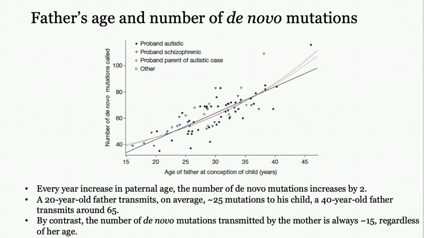By contrast, if you look at the number of de novo mutations from the mother, it is always about 15. Question? Why is it only, like, 15 if all the cells are formed at birth already, versus if it's 20, it's just a very marginal increase over 15. If it's a 20-year-old male, it's only a marginal increase in mutations compared to the cells in the mother.